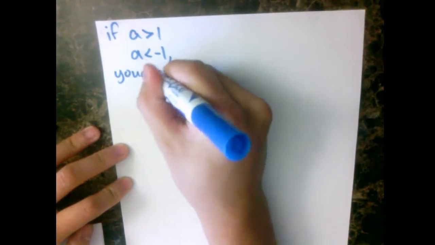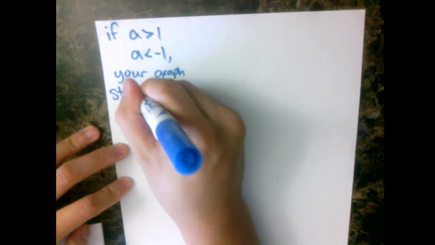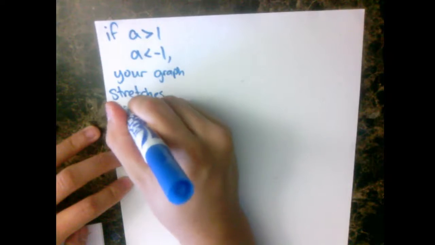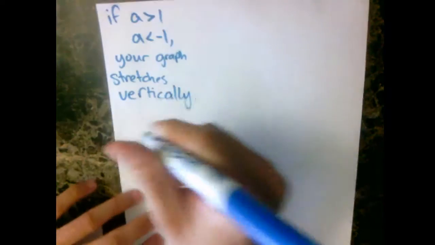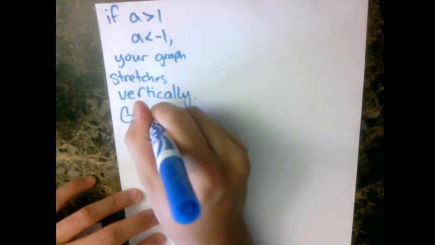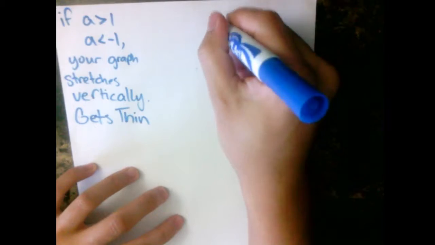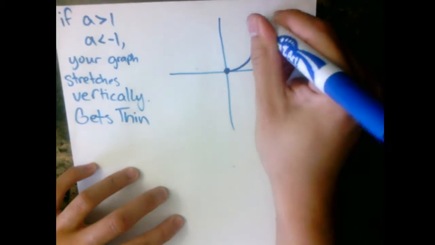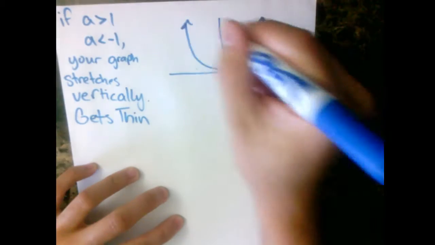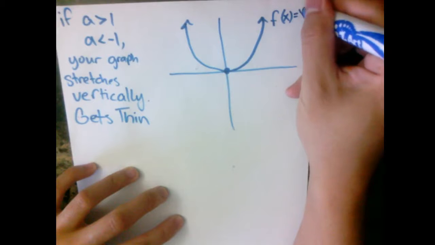So your graph stretches vertically. Again, if you're confused by the math terminology, think of it as getting thinner. So the other one makes it get fat, this one gets thin. Okay, so this one loses weight. Here's my graph again. That's your parent function. I feel like they're getting worse, but that's okay. You guys are probably used to it by now.